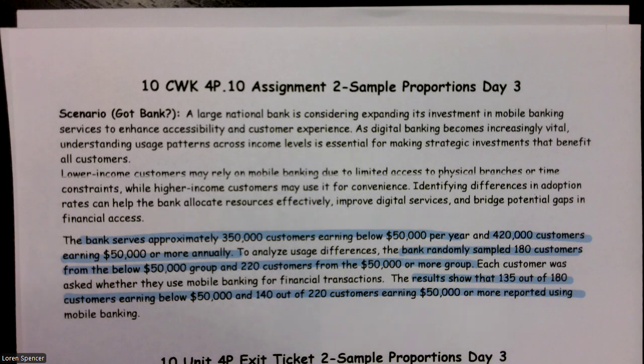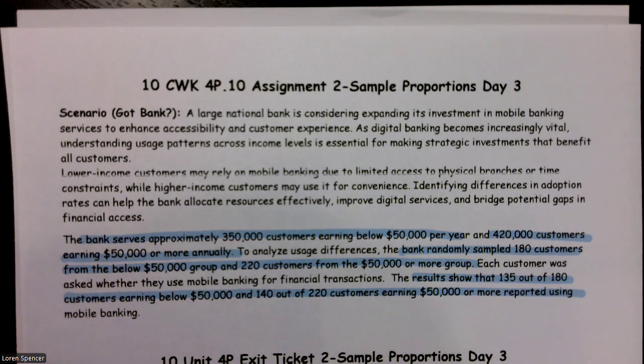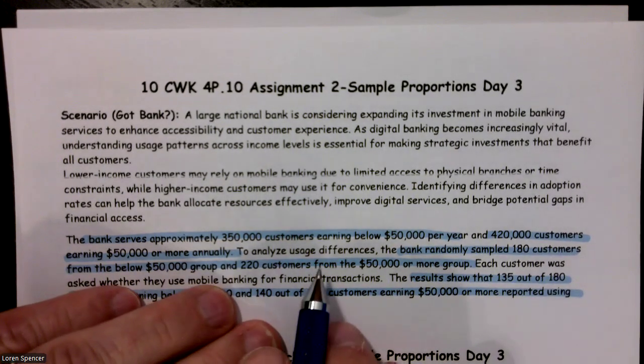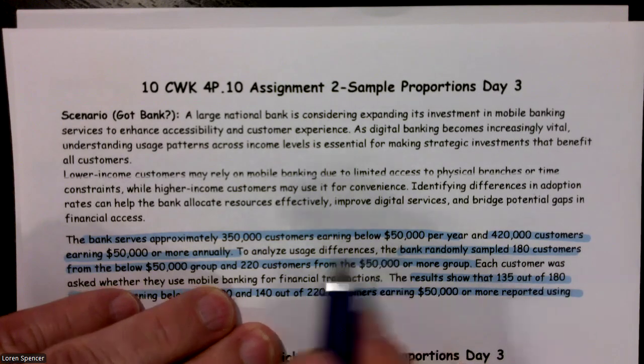Lower income customers may rely on mobile banking due to limited access to physical branches or time constraints, while higher income customers may use it for convenience. Identifying differences in adoption rates can help the bank allocate resources effectively, improve digital service, and bridge potential gaps in financial access. That's a lot. The bank serves approximately 350,000 customers below 50,000 per year.